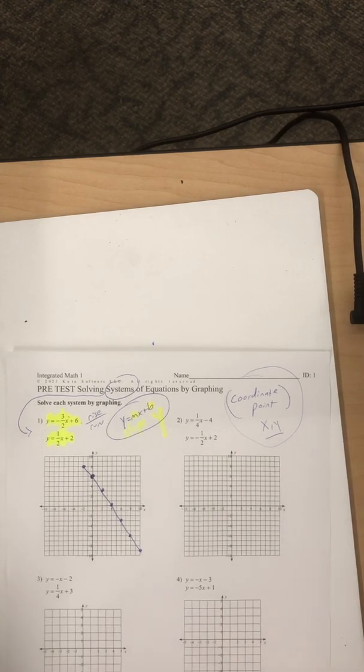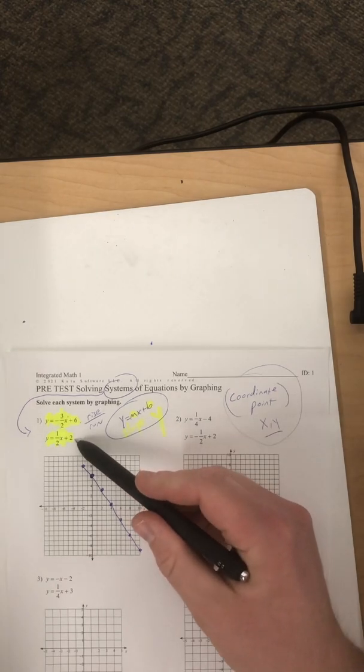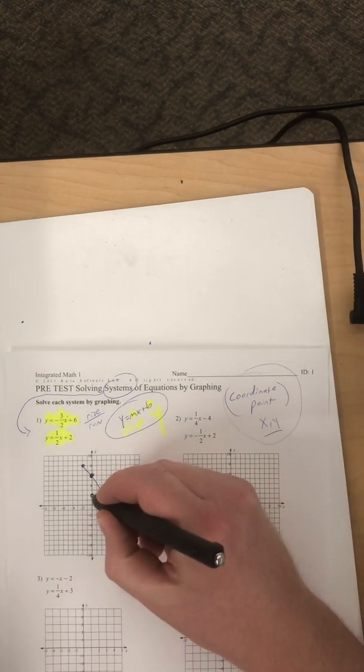So, y equals 1/2 x plus 2. In this case, we use a different color. My y-intercept is 2, so that's where I'm going to draw my first point right there.